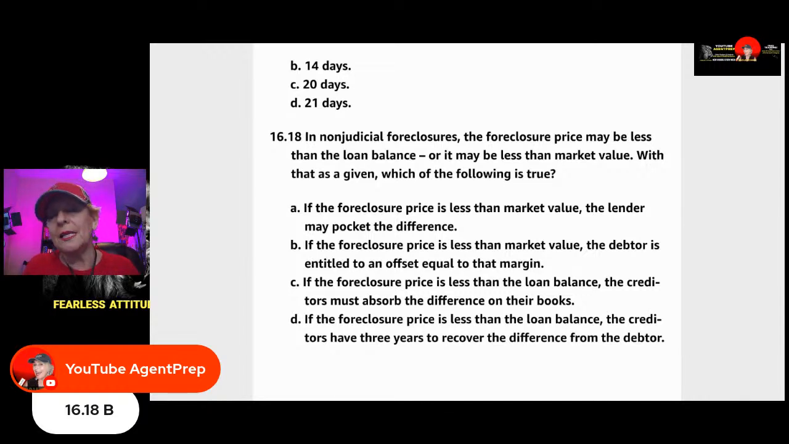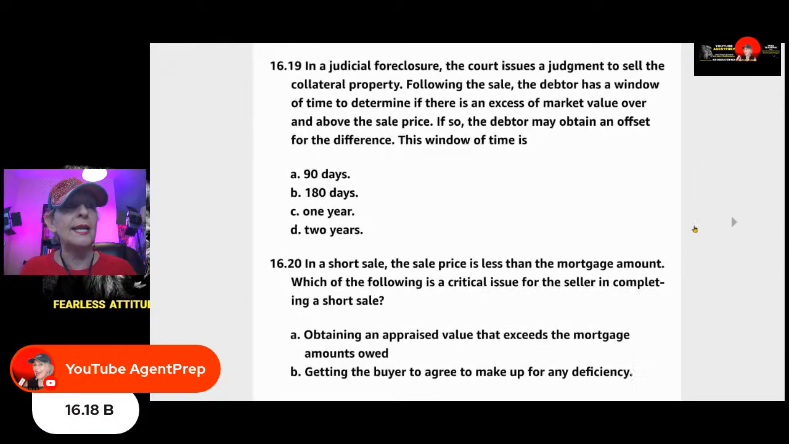When there isn't enough money brought in from the sale and they're not able to pay off the loan, then that is a short sale. The market went down far enough that it went below the loan balance. That is a short sale.